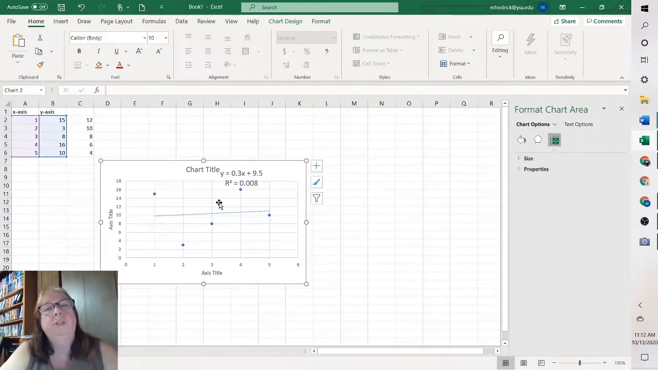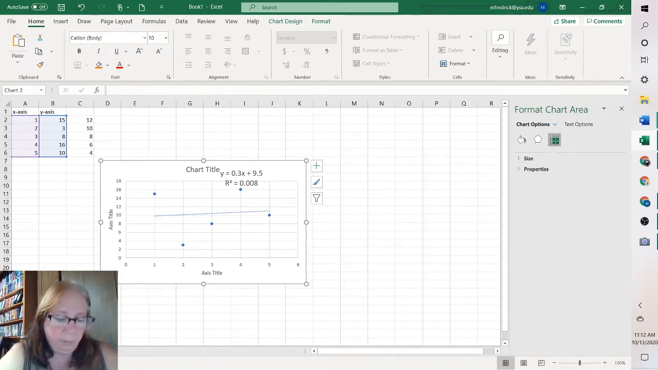Notice now the R squared is very small, close to 0, because my data spread all over the place. So the closer it is to 0, the more spread out it is, and when it's all on the line, it will be 1.